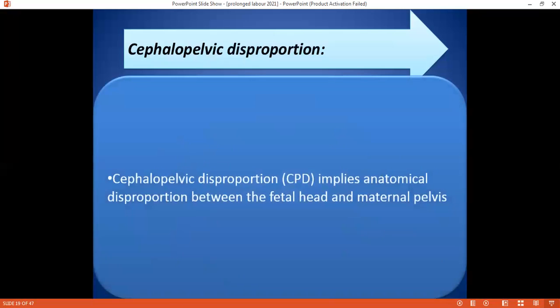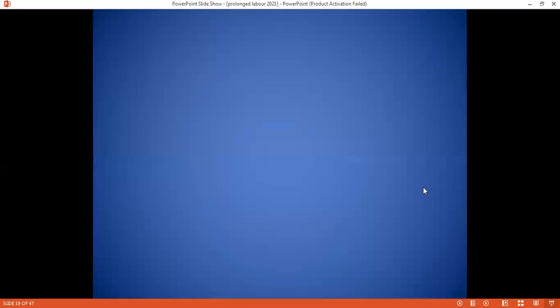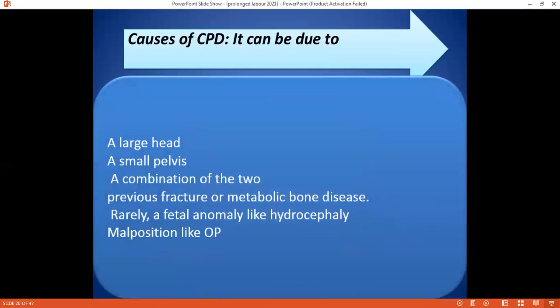Cephalopelvic disproportion. This implies anatomical disproportion between the fetal head and the maternal pelvis. The causes could be a large head and a small pelvis. For example, maybe the baby is normal, but the pelvis is small. Or a combination of two, previous fracture or metabolic bone disease causing contracted pelvis. Rarely fetal anomaly, for example, hydrocephaly. Malposition, occiput posterior, again, will increase the size of the presenting diameter.